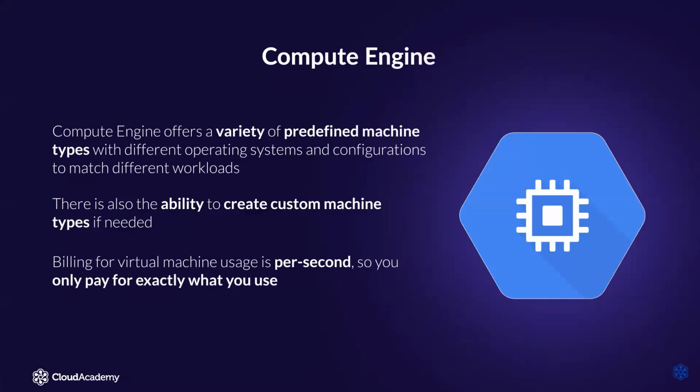There's also the possibility of creating custom machine types if needed, if you need a specific hardware, CPU, memory setup. Billing for these virtual machines is done by usage per second, so you only pay for exactly what you use. And there are also discounts for sustained usage and commitment-based discounts, committing up front, for long-running jobs. The lesson after this will cover machine types in more detail. And that lesson will also cover pricing in more depth.